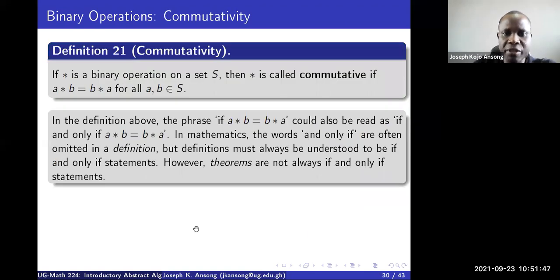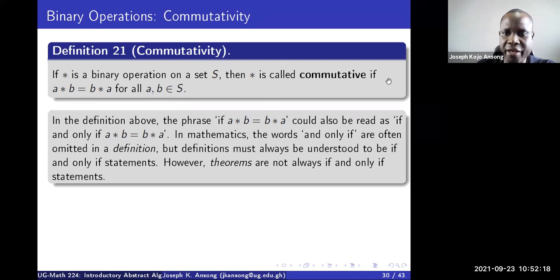Okay, so commutativity is here. If star is a binary operation on a set S, then star is called commutative if A star B is equal to B star A for all A, B in S. Again, for all. I said before to pay attention to definitions. It must hold for every pair that I pick. If that is the case, then you say that the operation star is commutative.